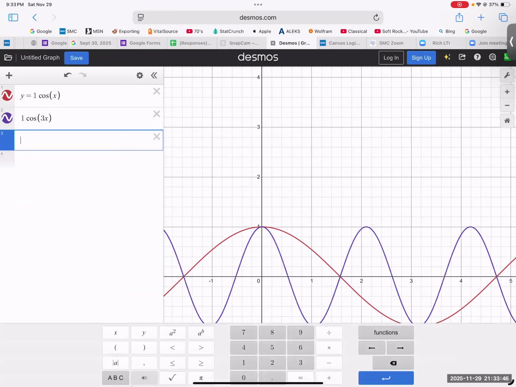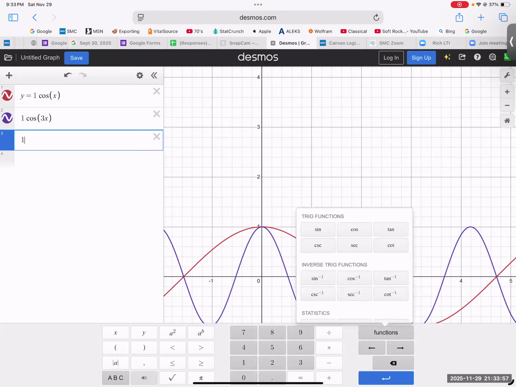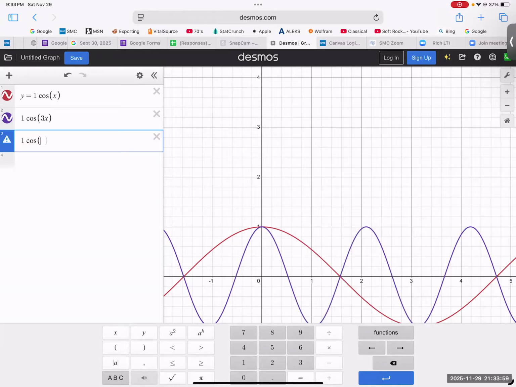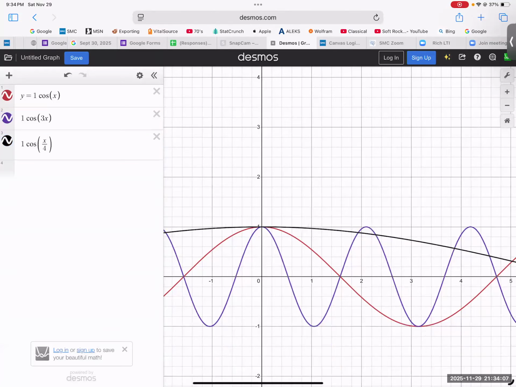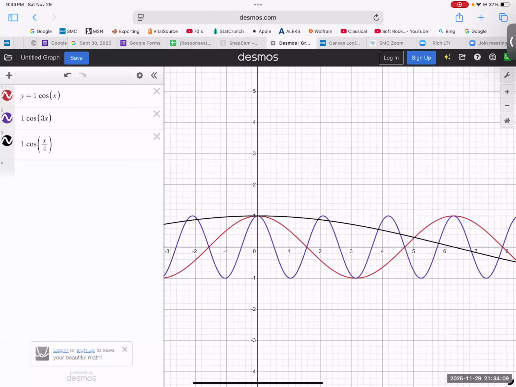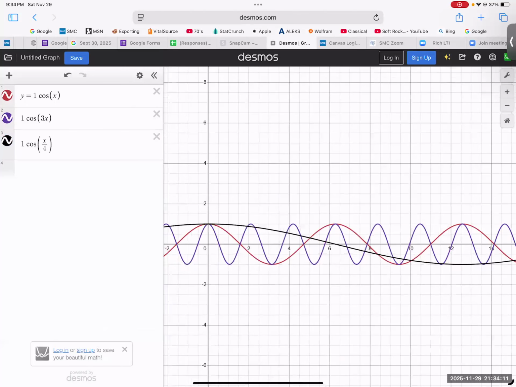And looking at function h, it is 1/4 x, positive 1 cosine x divided by 4. That's the black graph, and you can see it's kind of horizontally stretched out.